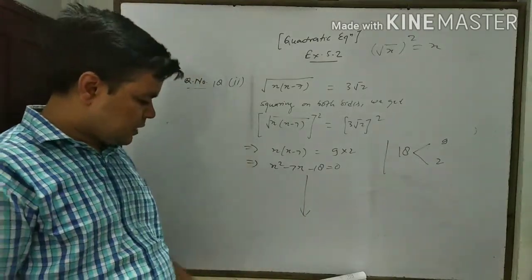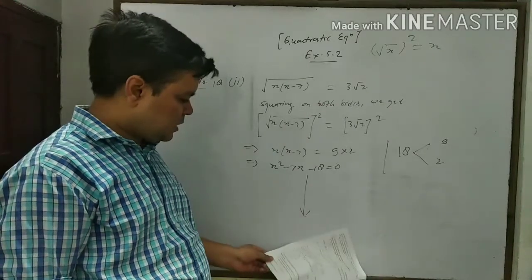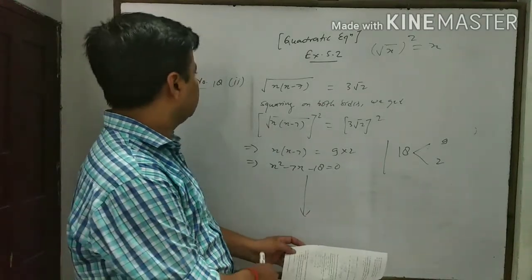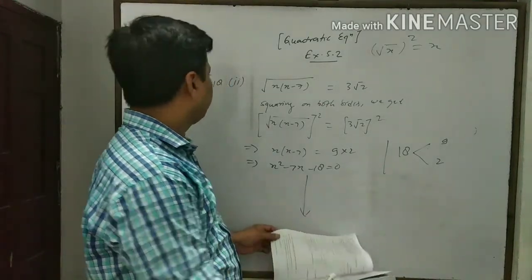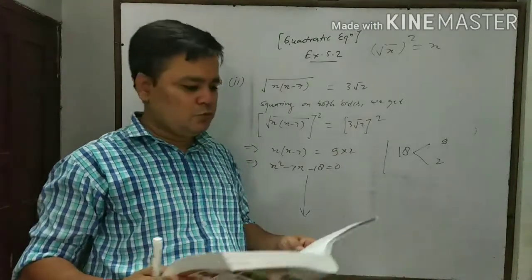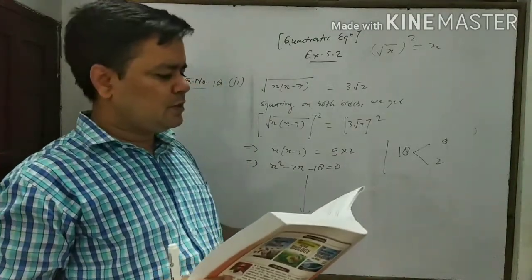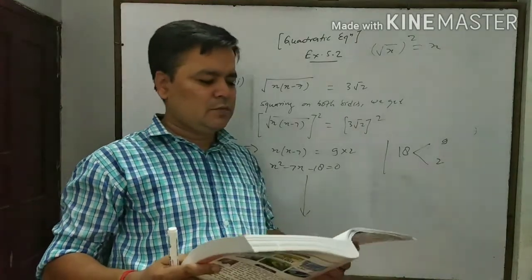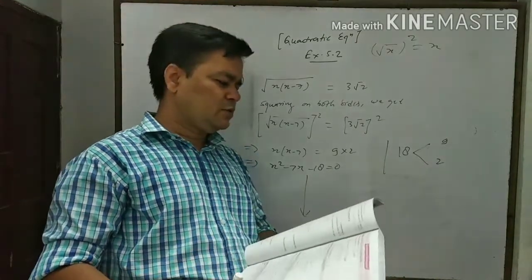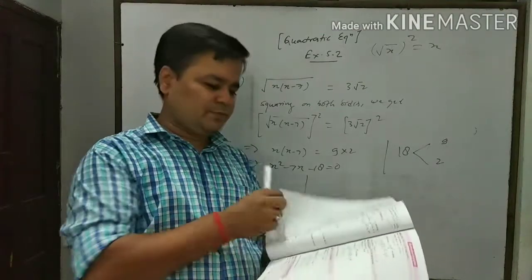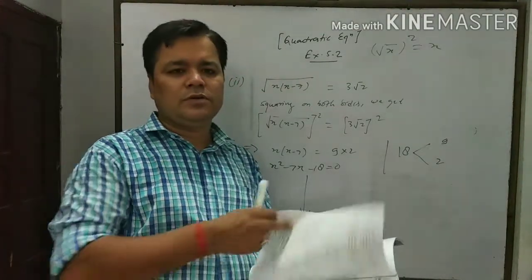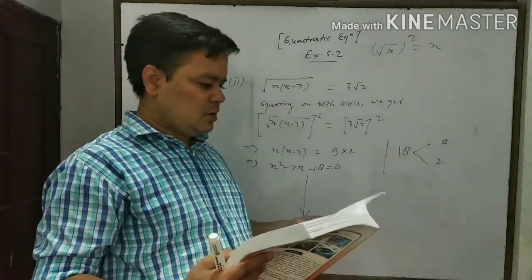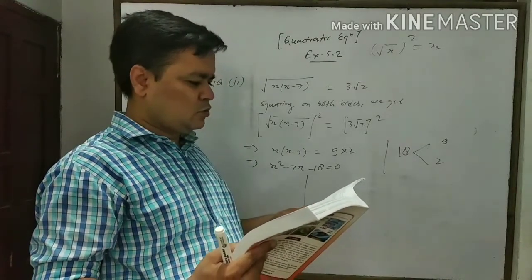In this way we tried to complete some solutions of exercise 5.2. Some more questions are given, question number 21, 22, 23, up to question 23. In my next video I would like to explain one or two questions from this, and if you have any doubt you can ask through the comment section.